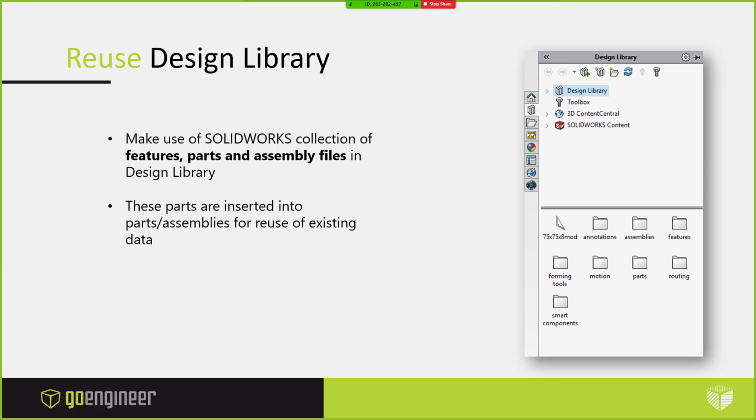So design library lives over on the right hand side in your task pane, and it's got the 3 little books here. It has a collection of different parts, features, and assembly files that are already there, and you can add your own. I'll show you guys how to do that. We're going to start with exploring design library and adding in some fluid power ports that will be machined out. So let's go ahead and jump into the software.